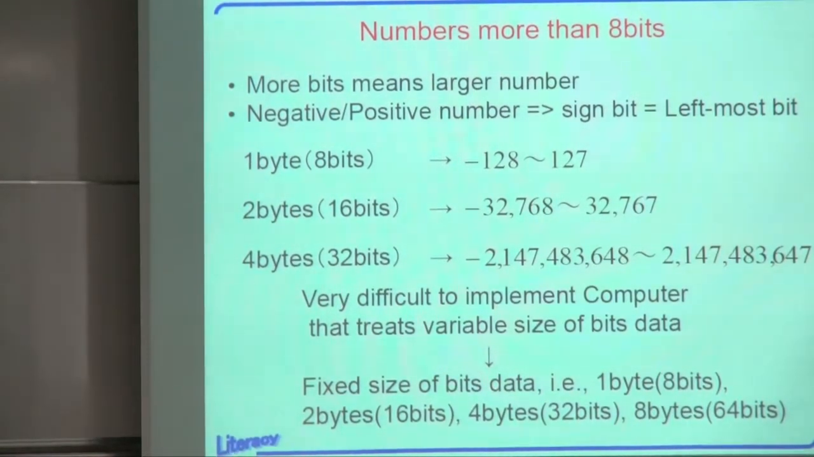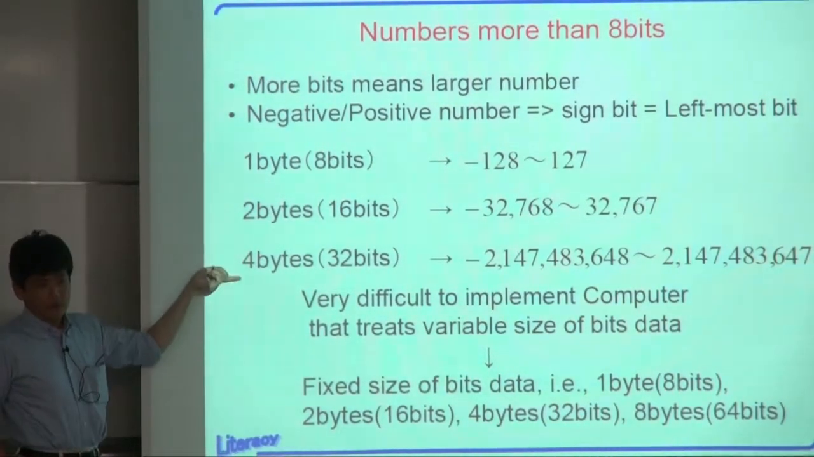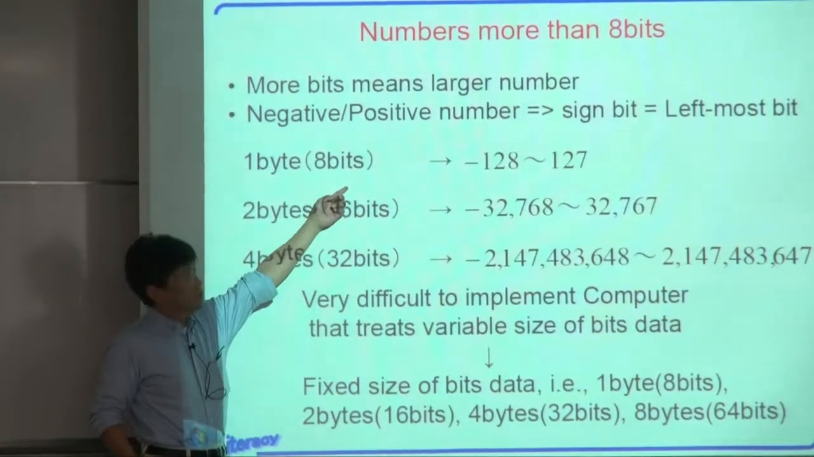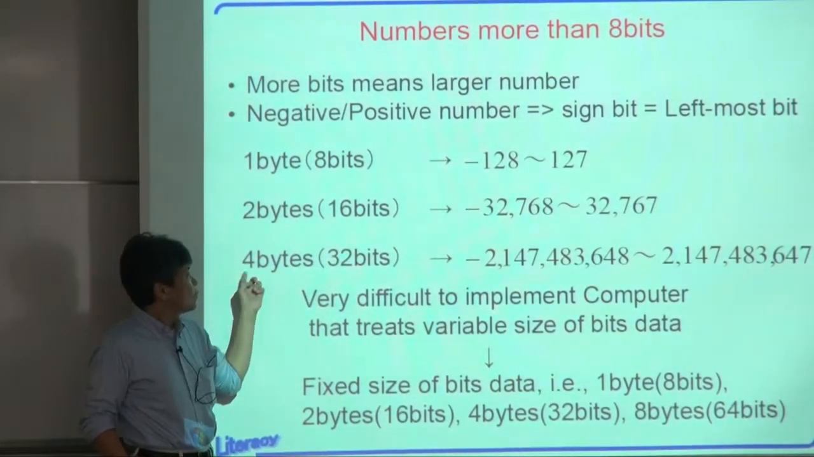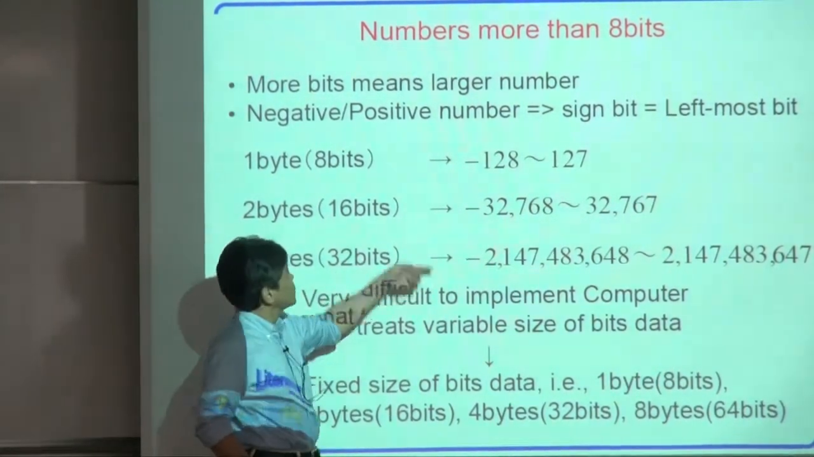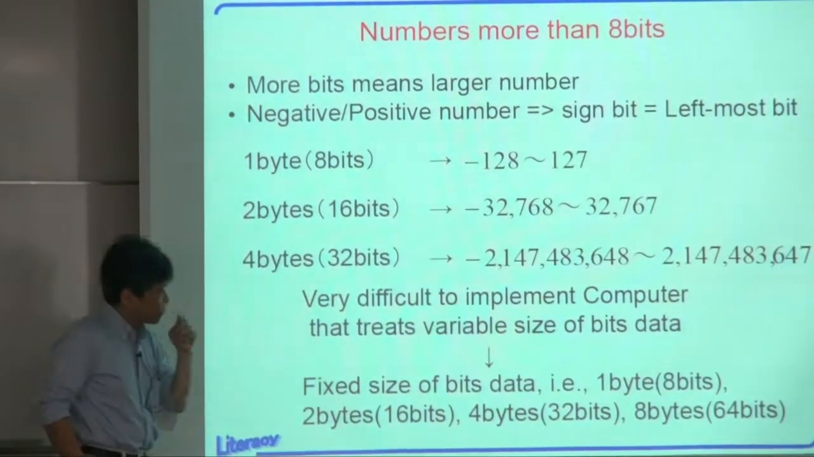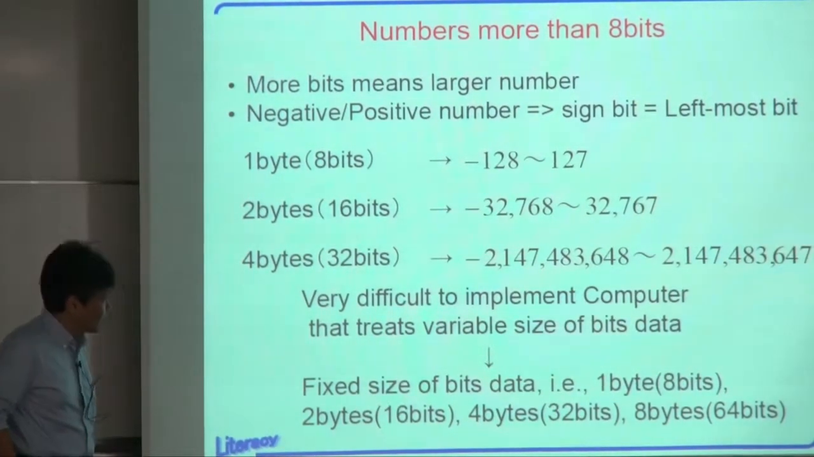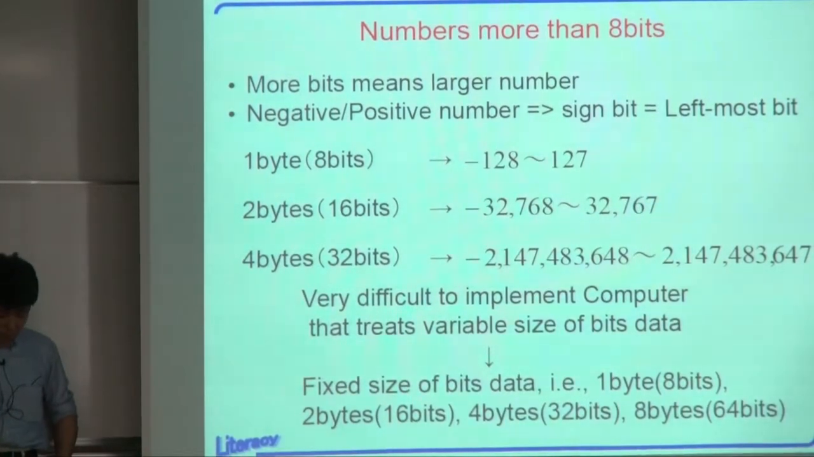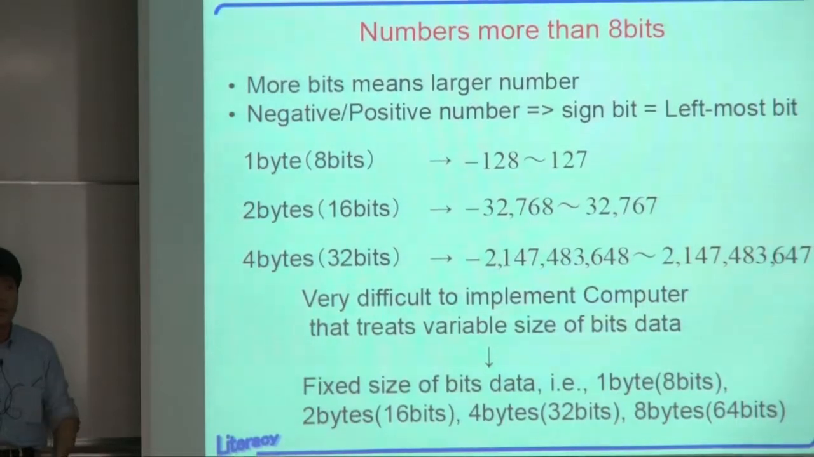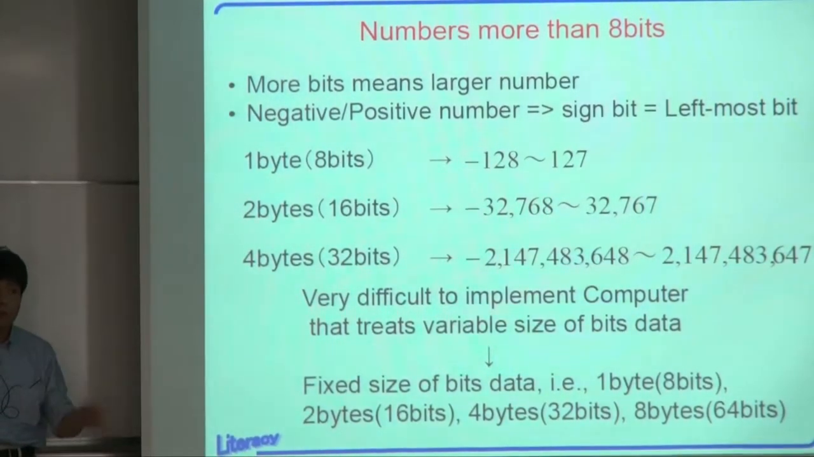In the computer system, you can treat more than 1 byte, 2 bytes or 4 bytes, sometimes 6 bytes. Of course, 1 byte is 8 bits, 2 bytes are 16 bits, and 4 bytes are 32 bits. So each data can treat these integer numbers. This is very important. In computer systems, it's difficult to treat variable length bits. So in your program, you have to specify any data as 1 byte data, 2 byte data, 4 byte, or 8 byte data, a fixed length size.